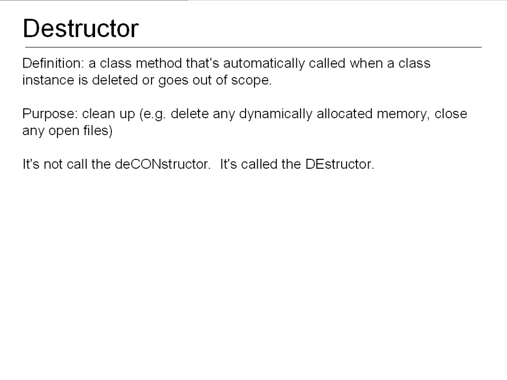Let's talk about destructors. A destructor is a class method that's automatically called when a class instance is deleted or goes out of scope. And the purpose is to clean up. So constructor initializes, destructors clean up. So for example, you delete any dynamically allocated memory or close any open files. It is not called the deconstructor. It's called the destructor, not decon, but just destructor.